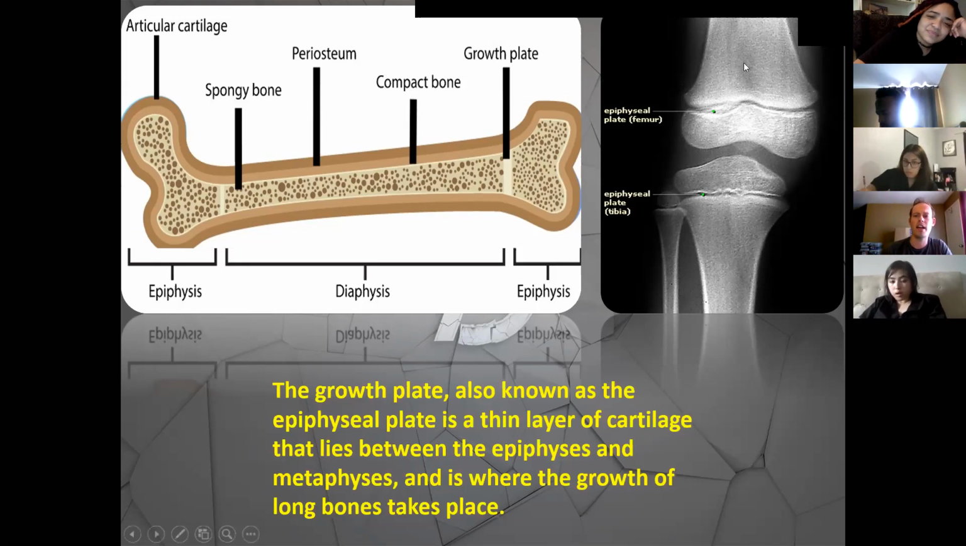So if you look here on this x-ray, this is an x-ray of the knee. We have an epiphyseal plate right here on the distal end of the femur. We also have an epiphyseal plate on the proximal end of the tibia, or the epiphysis of the tibia, epiphysis of the femur. See how I can use those terms interchangeably? They both mean the same thing.